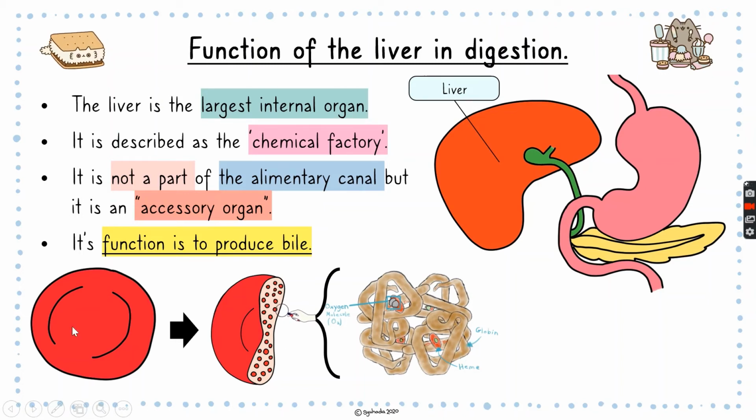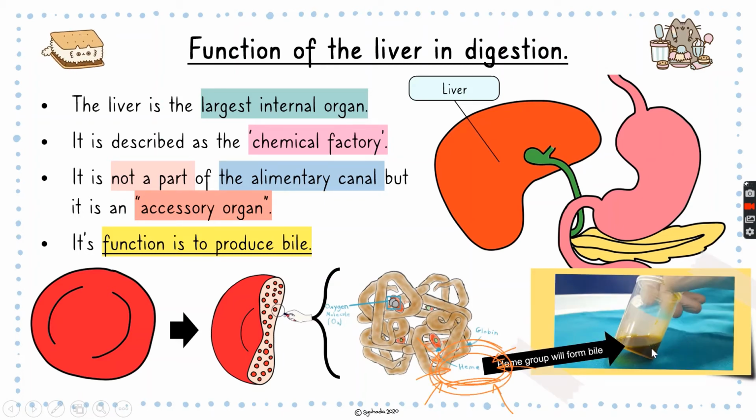Once the red blood cell has been worn out, so it's pretty old, you want to break it down in the liver. The liver does this, and it takes the heme when it breaks down the red blood cells. The heme group from the hemoglobin will form bile.